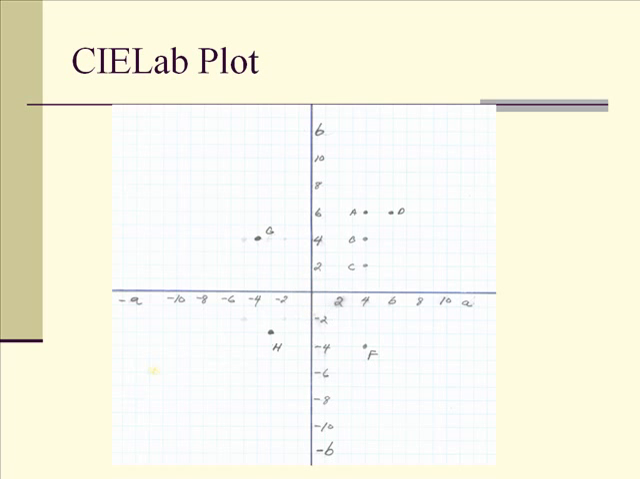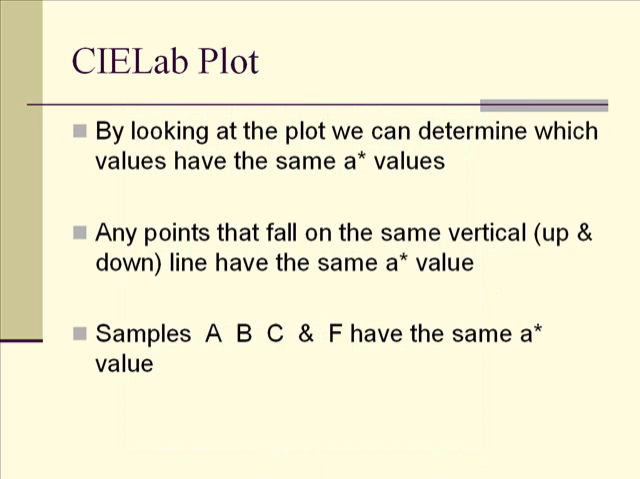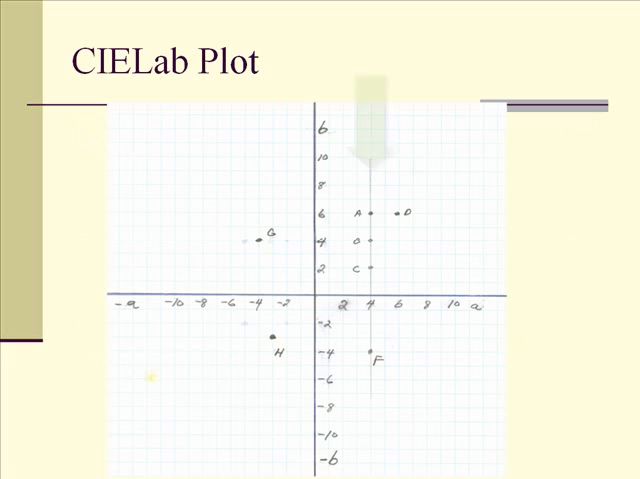How are these values the same, and how are they different, and how can we tell that by looking at this particular plot? Well, by looking at the plot, we can determine which values have the same A value. Any points that fall on the same vertical, meaning up and down, line have the same A value. So if we look at our graph again, samples A, B, C, and F have the same A value. If we draw a line there, that's why it's good to use graph paper on this. We see that A, B, C, and F all have the same absolute A value, which in this case from our graph is 4. So they all have a value of 4.